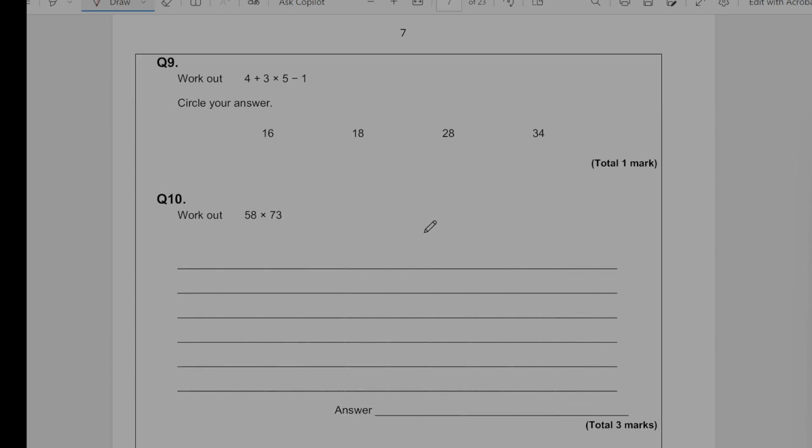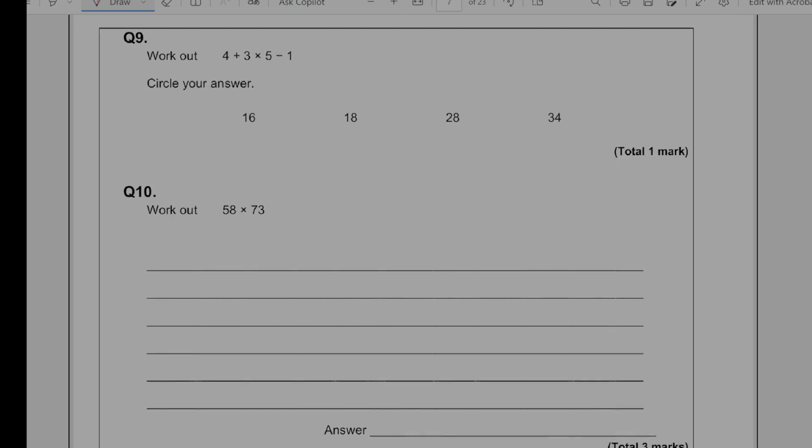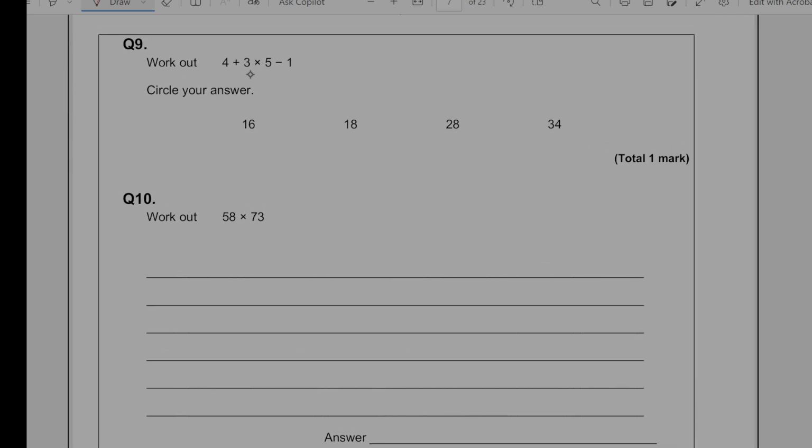Right, question 9. Work out 4 plus 3 times 5 minus 1. So this is order of operations. We need to do our multiplication first, so that's going to become 4 plus 15 minus 1. And then we do the addition and subtraction in the order that they appear. So I'm going to say that's 19 minus 1, which is 18.